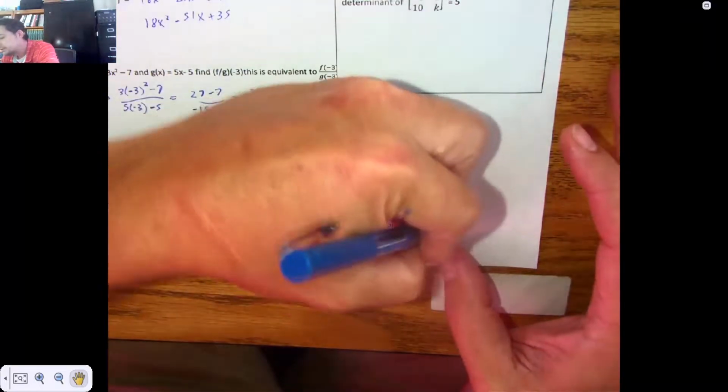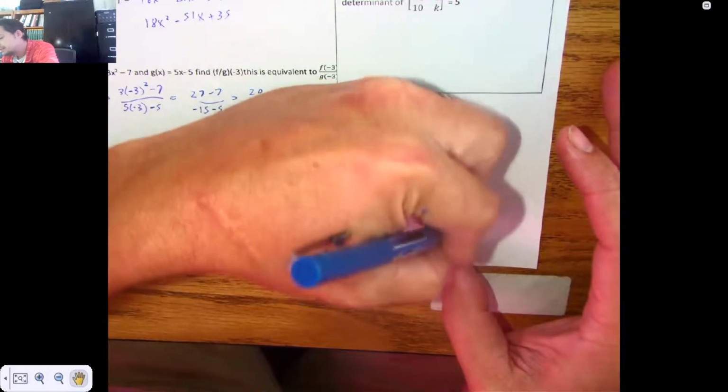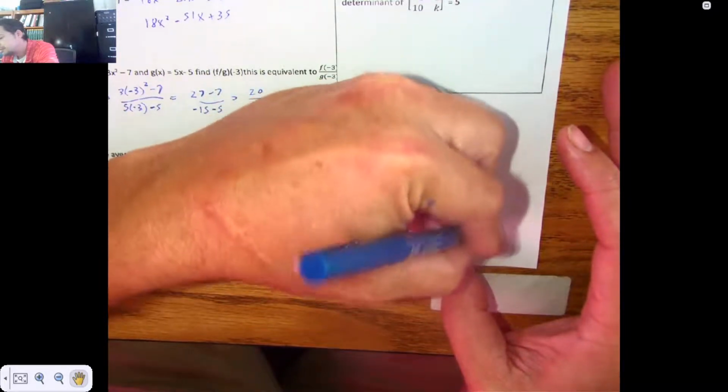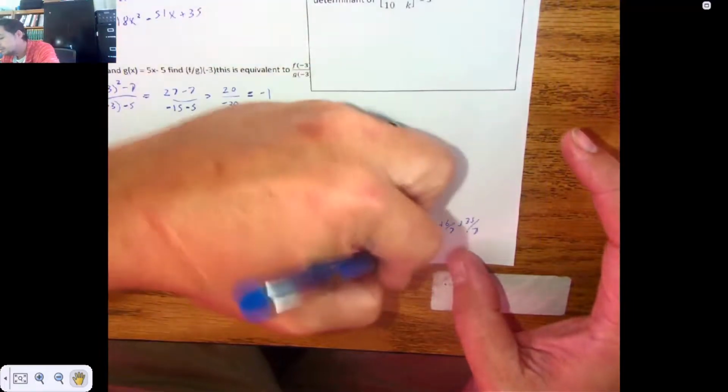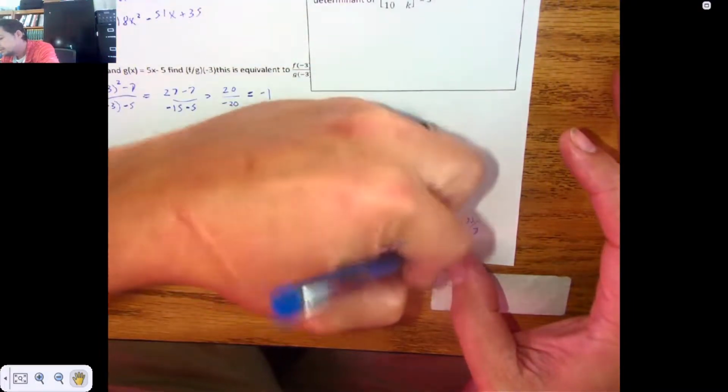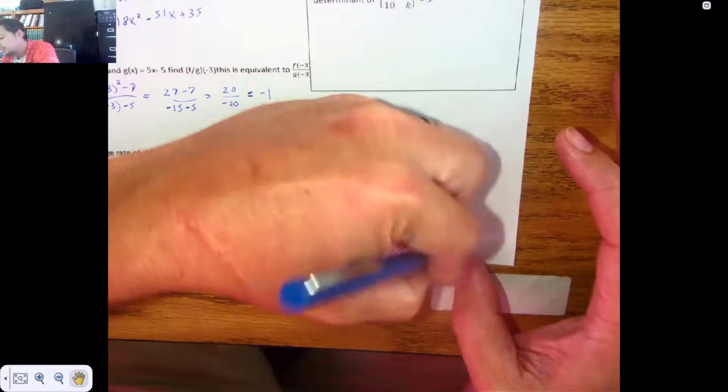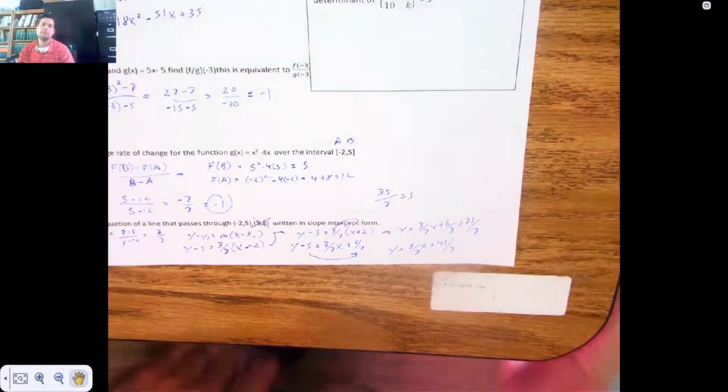So y is 3/7 of x plus 6/7 plus 35/7. And then I can add 6 and 35 together. So 3/7 of x plus 41/7, which doesn't reduce. And hopefully it's correct.